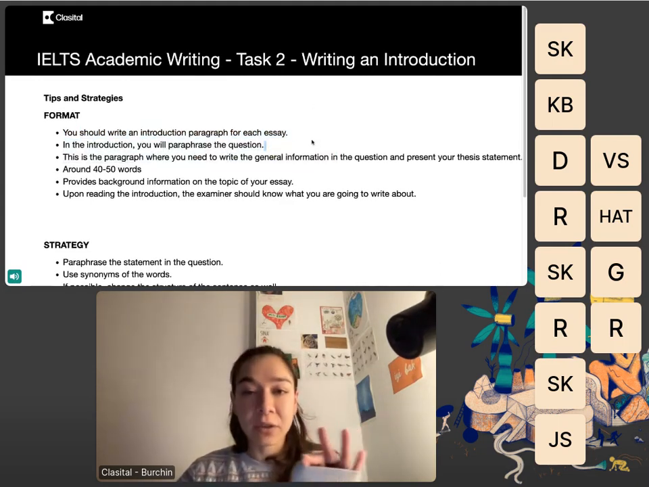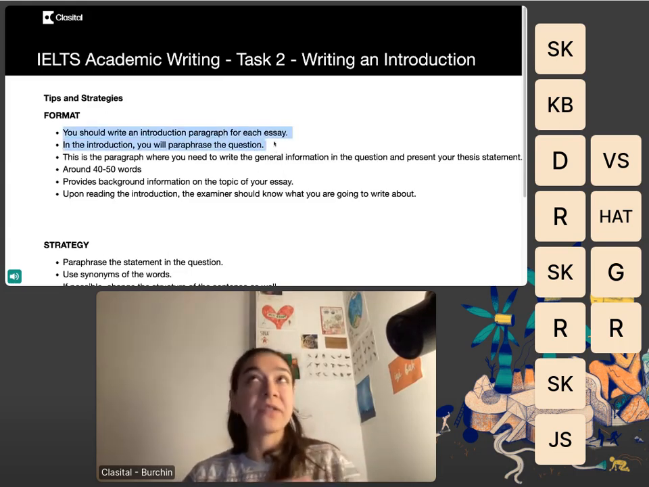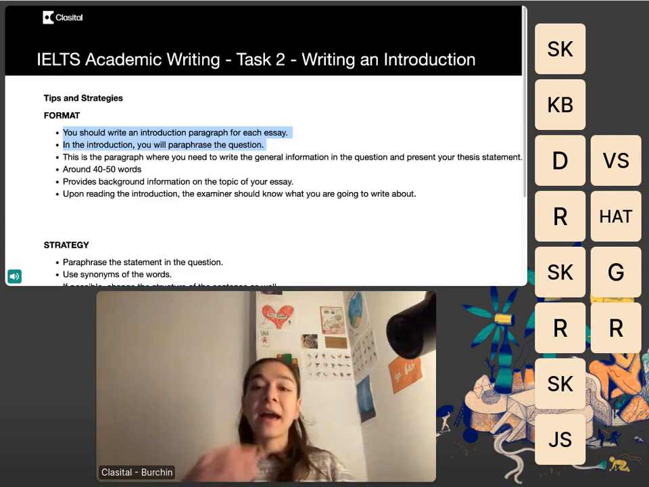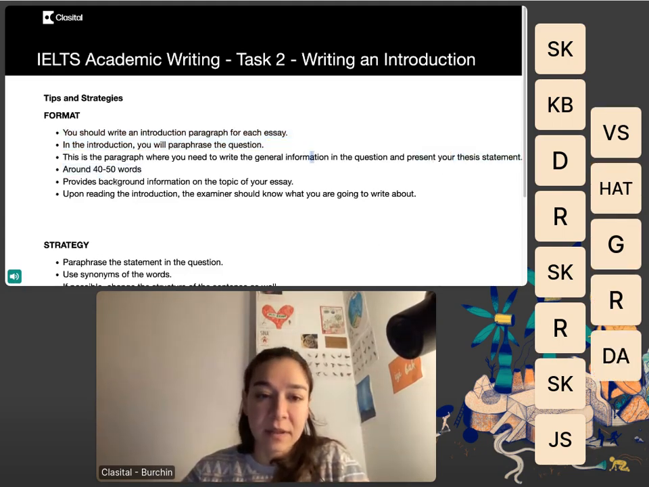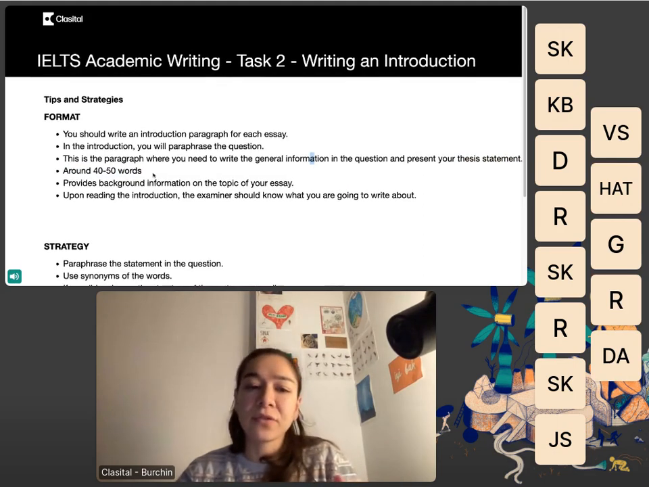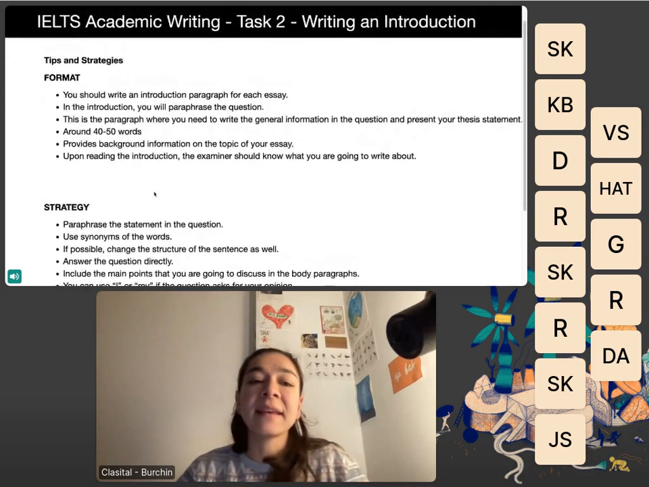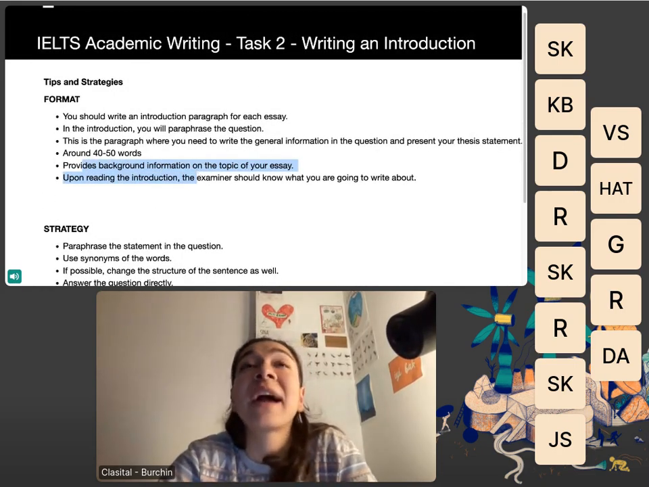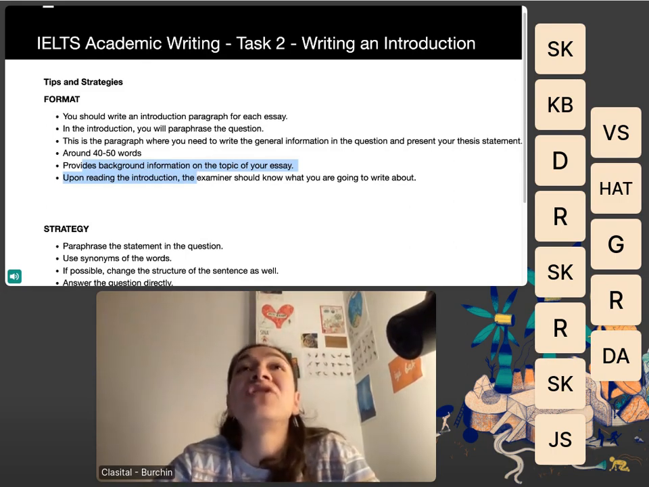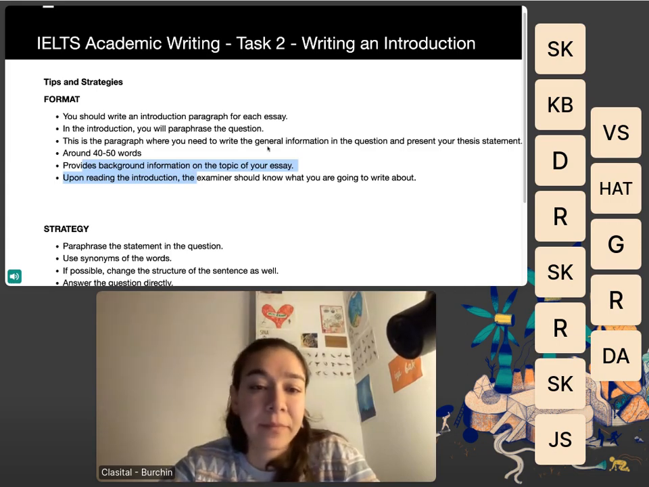You should paraphrase the question. We will work on it. You should paraphrase the question given to you. This will be like the heading of your essay. Then you will present your thesis statement. The introduction paragraph should be around 40 to 50 words. It provides background information on the topic of your essay, so you are giving a general outline of the essay you are going to write.